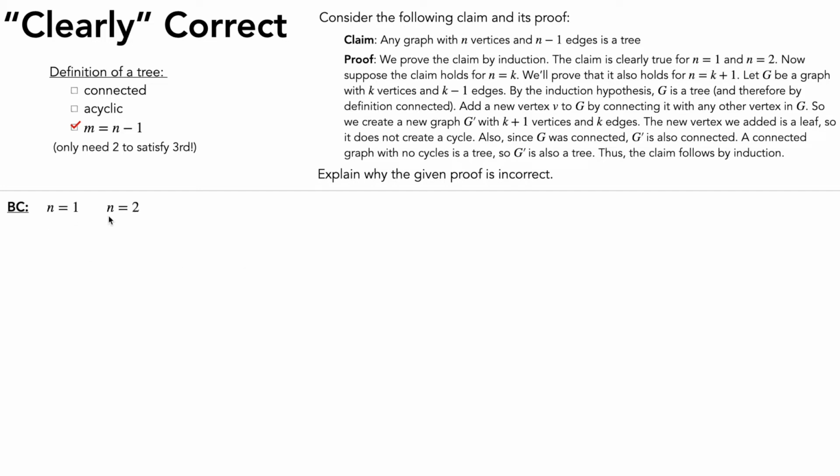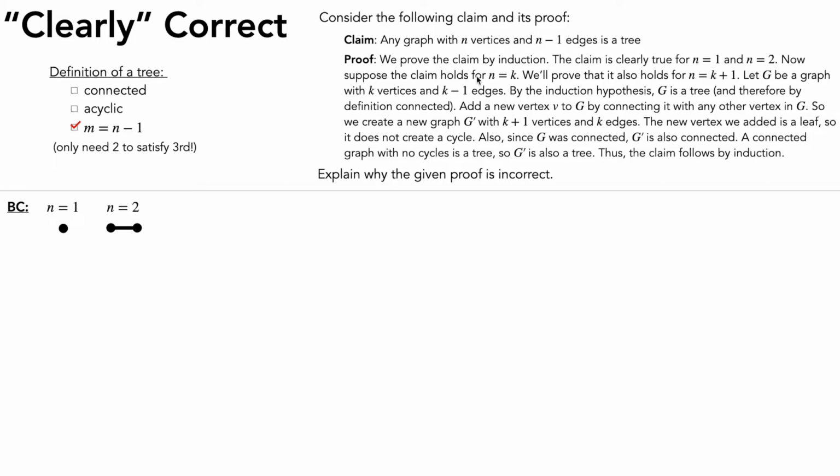Are these clearly true? Well, let's check it out. When n equals 1, you've got 1 vertex and 0 edges. Well, there's only one possible graph that looks like that, and it is a tree. Similarly, for n equals 2, there's only one possible graph with 2 vertices and 1 edge, and it's also a tree. So their base cases seem pretty legit.